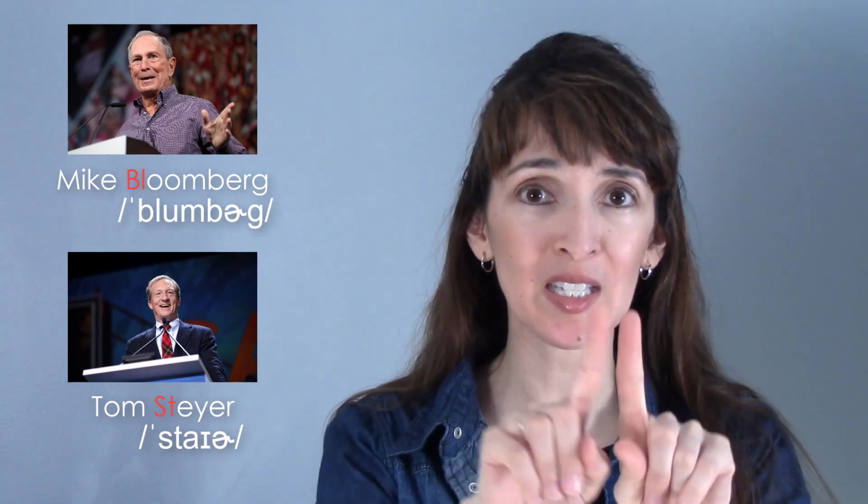Repeat after me. Steyer. Bloomberg. Both those last names have consonant blends, two consonant sounds together. ST in Steyer, BL in Bloomberg. And note the pattern. Most two-syllable last names have stress on the first syllable. Steyer, Bloomberg.